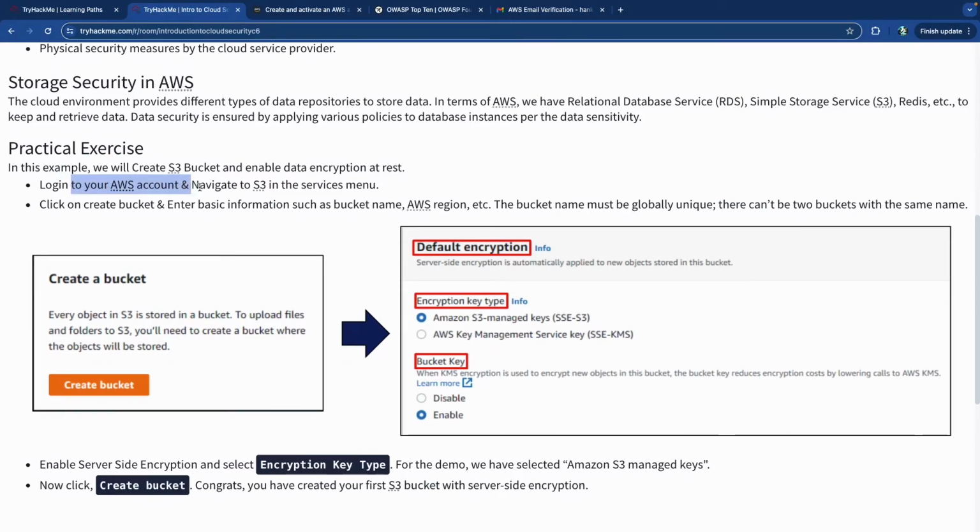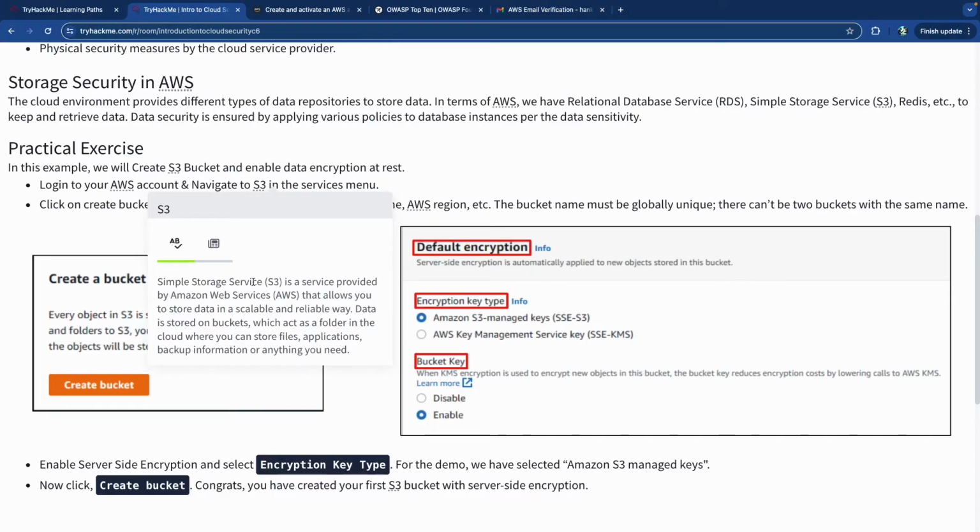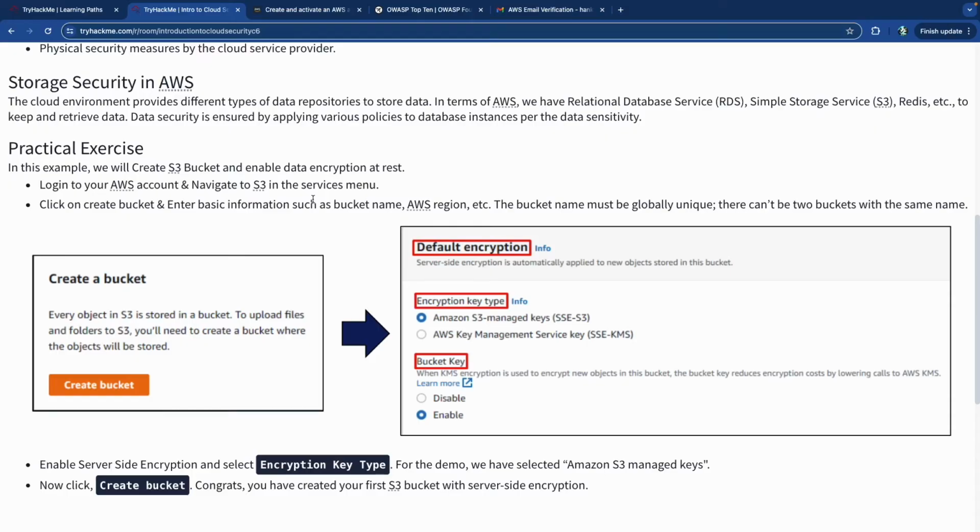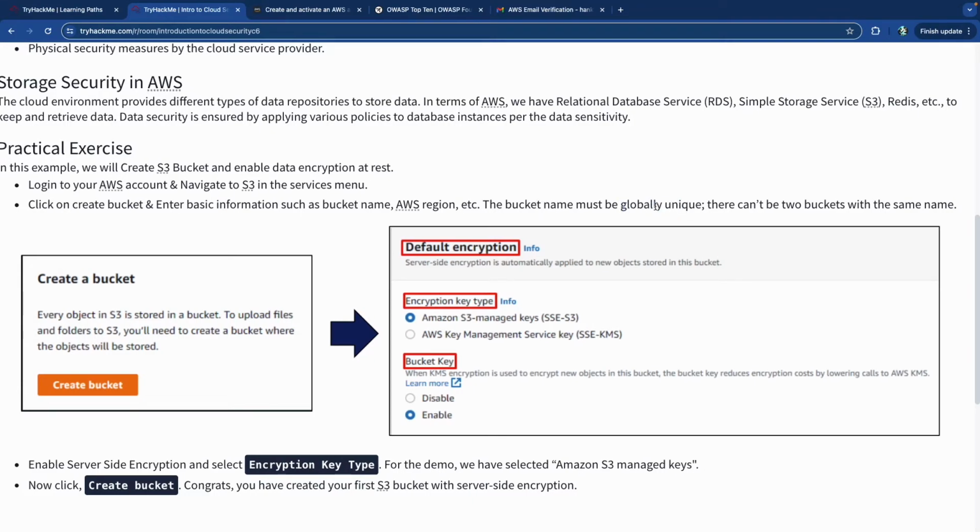So if you go to AWS and navigate to S3, it can be searched for inside the search menu at the top. You just type in S3 or Simple Storage Service. That's what S3 stands for. You will find the S3 service, and then from there, you click on create bucket and enter the basic information such as the bucket name and the region, which means the physical region that you want it to be stored at. And the bucket name must be globally unique, meaning no one else can have that bucket name. So you just need to create a bucket name specifically for you.